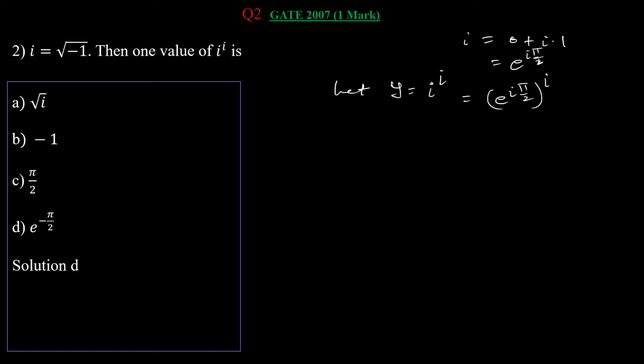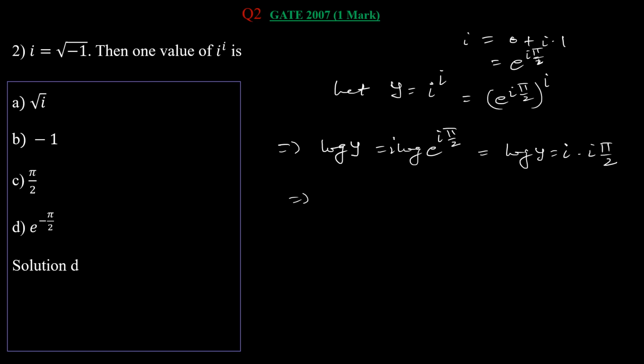Okay. Now what we do here, we take the log both sides. So log y or ln y that we can write, and it will be log e to the power i pi by 2, and this power i that we can take this side. So it will be cancelled here. So log y is equals to what? i into i pi by 2.